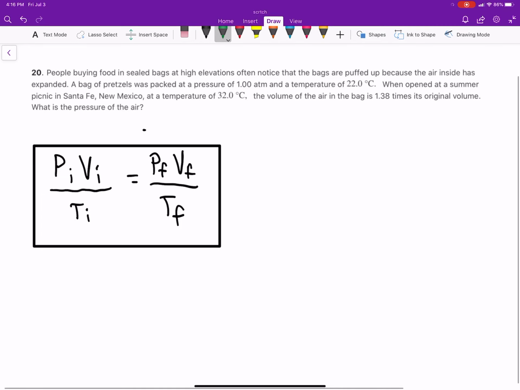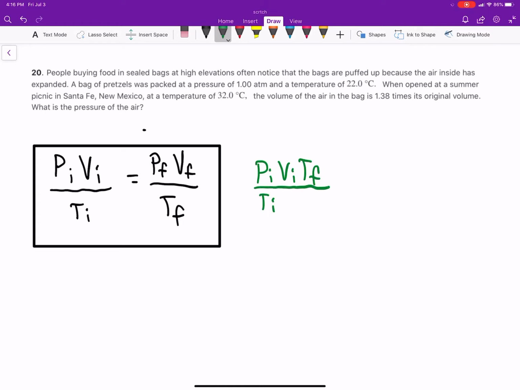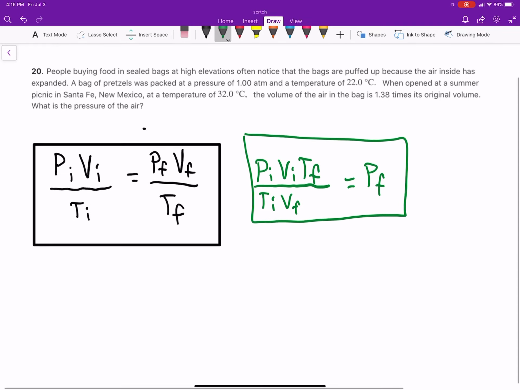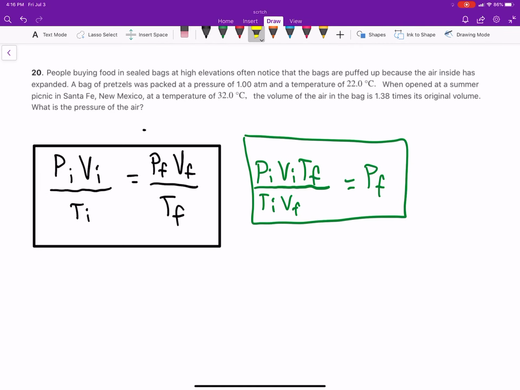And I'm just going to do some algebra really quick, and we find that P initial, V initial times T final over T initial times volume final is equal to your final pressure. So we have an equation for our final pressure. And we know some of these things. We know our initial pressure, our initial temperature, and our final temperature.